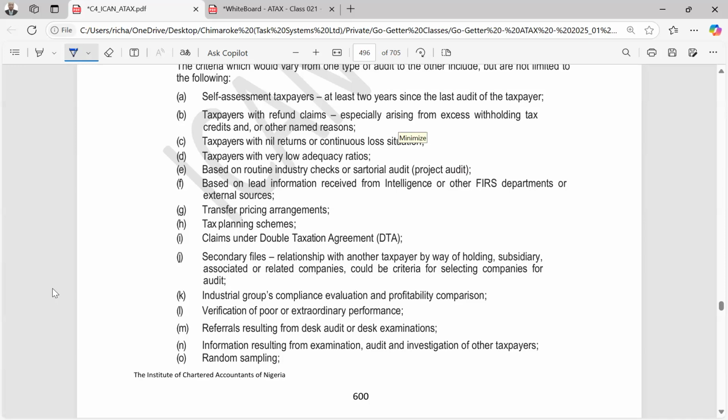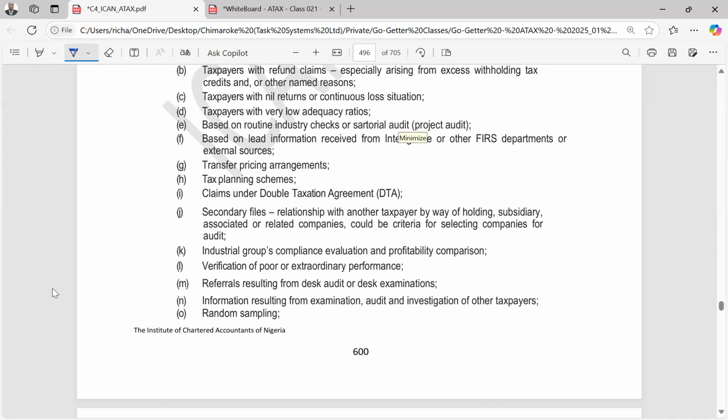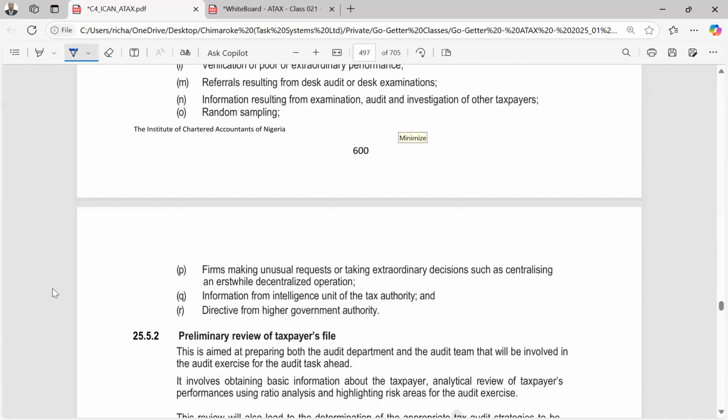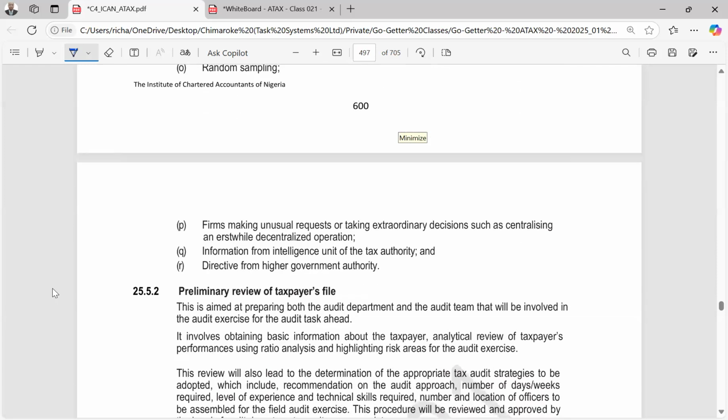Maybe there might be a raffle draw. They put all the companies in a raffle draw paper and they shake it, and you pick. And as you are picking, these are the companies that will be audited. That's random sampling. Then it could also be a directive from a higher company or higher government authority.